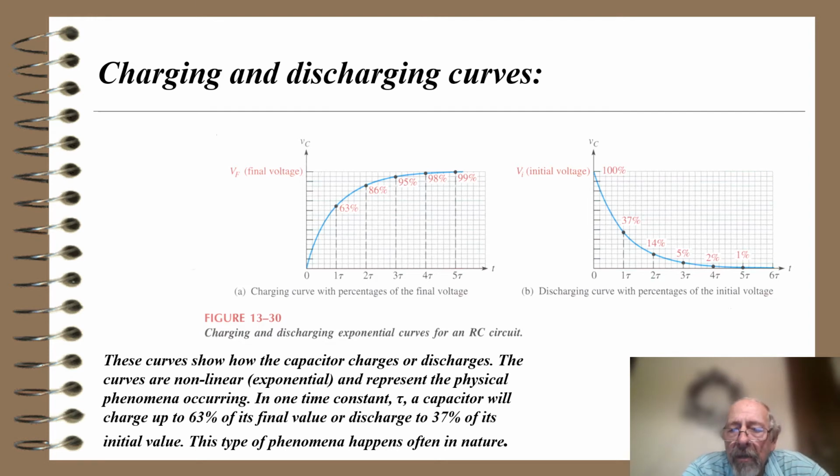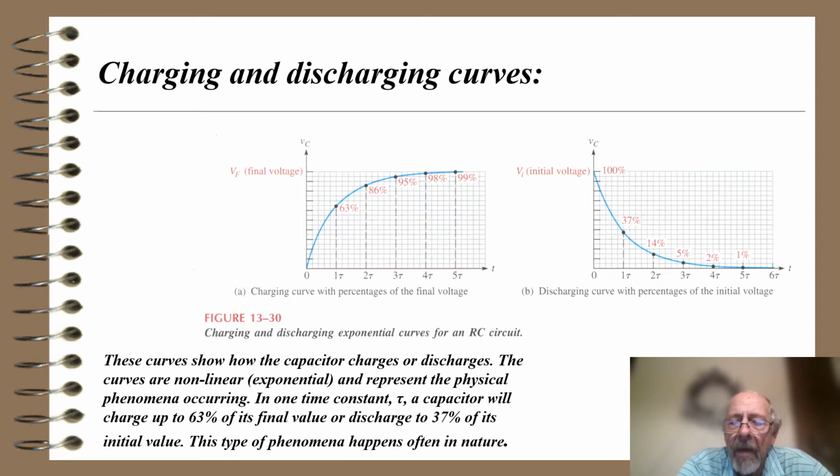So if we look at graphic B here, we start at some initial voltage across the capacitor, and we're going to discharge the capacitor through a resistor. Notice that at one time constant it goes down to 37%, two time constants 14%, three time constants 5%, four time constants 2%, five time constants 1%, and basically down to 0 at six time constants.